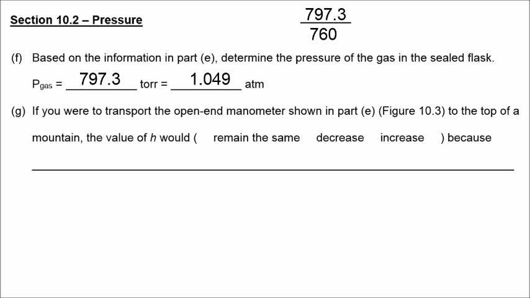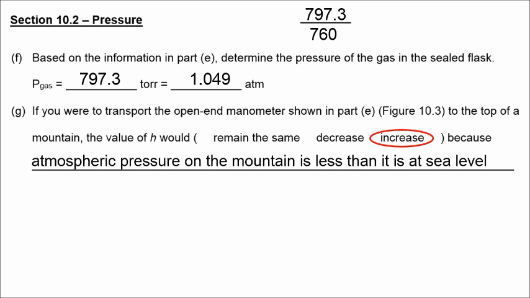If you were to transport this open-end manometer to the top of a mountain, the value of h, which is the difference in height between the 2 sides, would increase. And the reason why is because the pressure at the higher altitude would be less than it is at sea level. So therefore there would be a greater difference in pressure between 797.3 torr and, for example, maybe 750 or 745 torr at a high mountain.